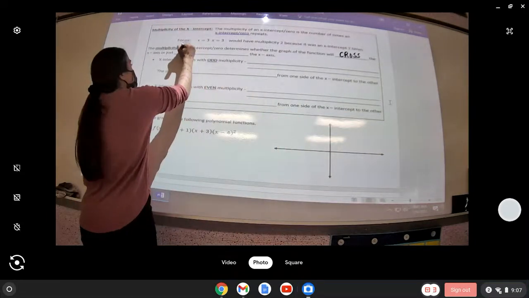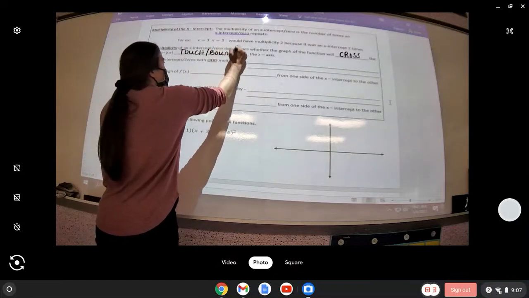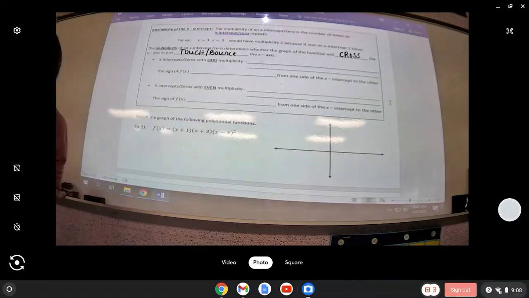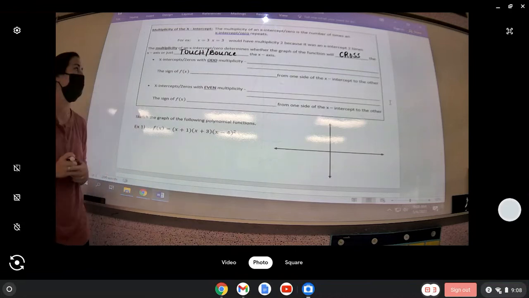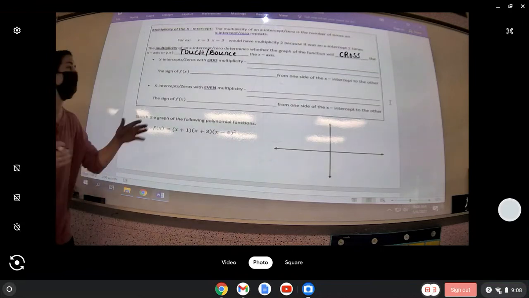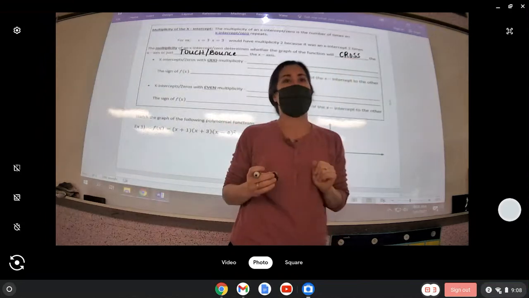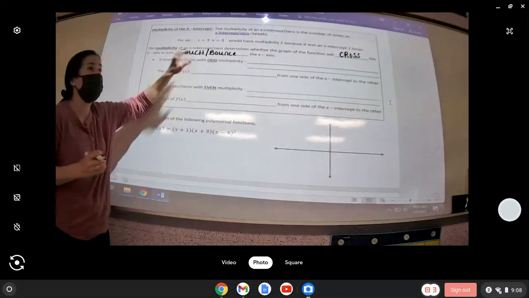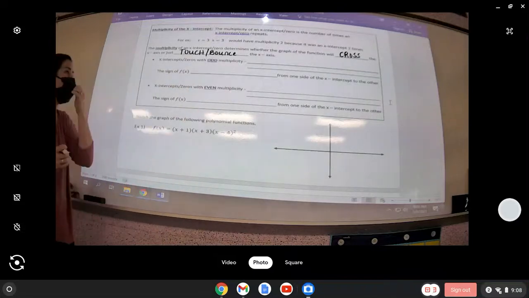All right, so I say it will just touch, but I call these ones a bounce. So maybe it'll just touch the x-axis or bounce on the x-axis. And that'll make more sense when I'm actually showing you on the graph. Okay, well, which one's which? Which multiplicity will make the graph still cross over at that x-intercept? And which multiplicity will make the graph just touch the x-axis or just bounce off the x-axis?